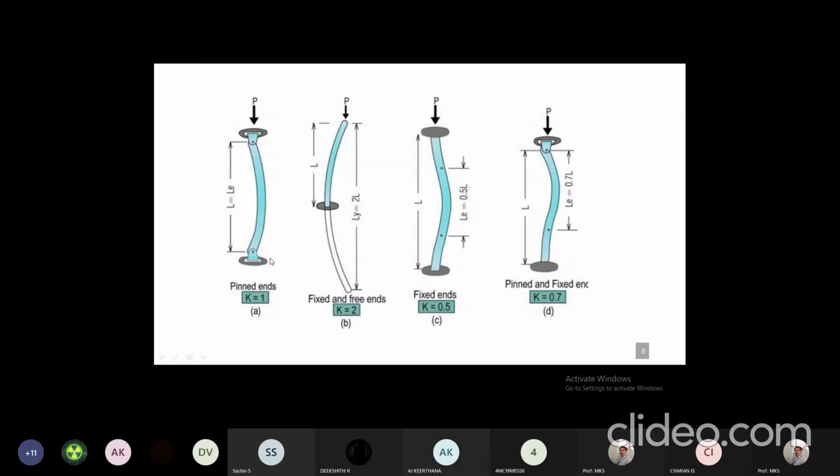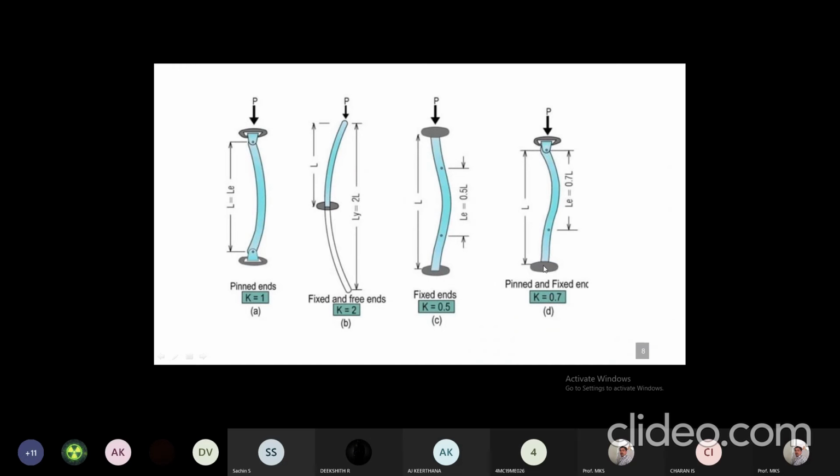So maybe these are those conditions. These are the pinned ends. So you can see that it is just like simply supported, pinned at both the ends. This column is pinned at both the ends. Next are the fixed and free ends. So here both the ends are fixed, whereas here one end is fixed and the other end is free. So here it is fixed at the bottom and the other end is free. In the last case, one end is pinned, that is hinged, and the other end is completely fixed. So these are the four different conditions.